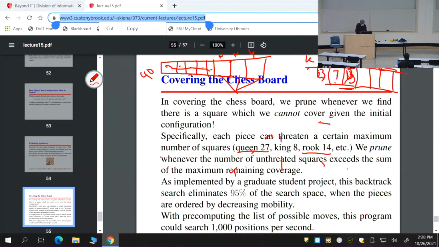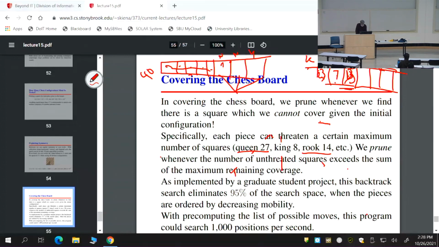Okay. What are my choices here? A knight can protect 8. A knight can attack 8. A king can attack 8. Does everybody see that I can only cover 24 more squares in the best of all possible worlds with these last 3 pieces?